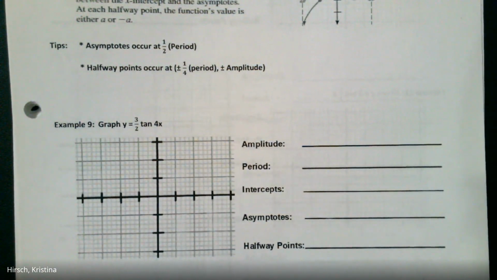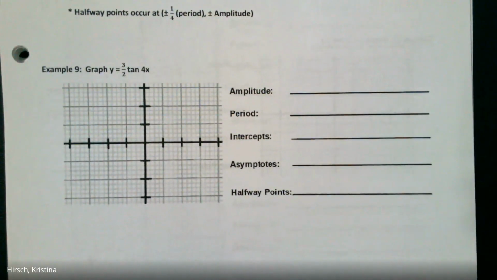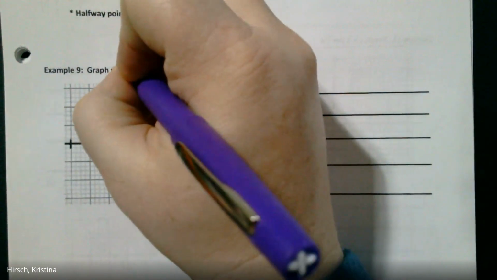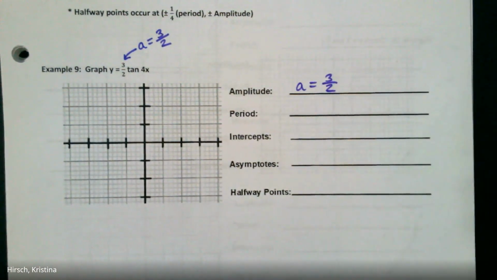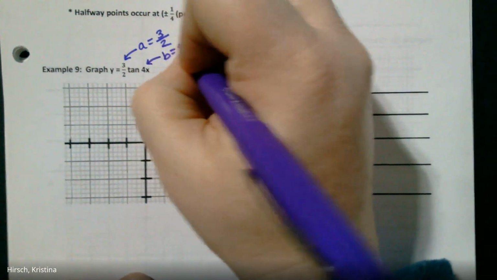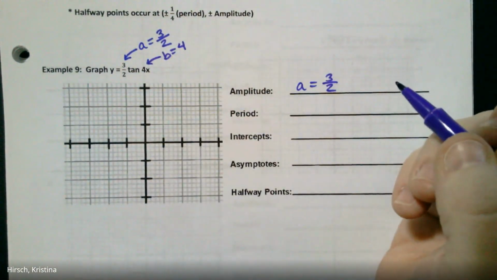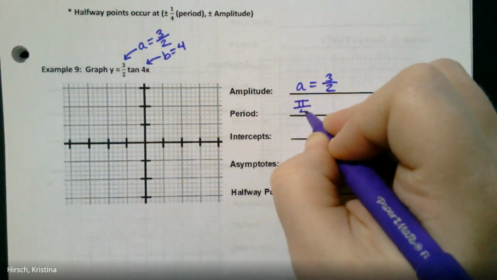But I'm going to show you how to do that on an actual graph. All right. So for this example right here, the first thing it's asking for is our amplitude. Well, the amplitude is right here. Amplitude is 3/2. That doesn't change. All right. The period is where it changes. So this is still B. B is 4. But this time we're not doing 2 pi over 4. It's just pi over 4.